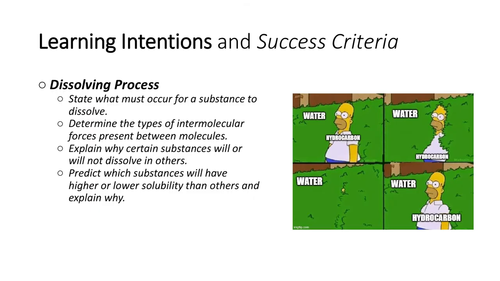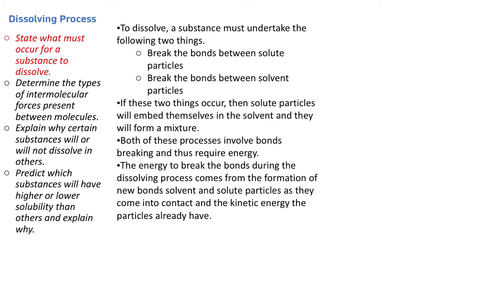Let's get started. This is what we're going to be learning about: the dissolving process and what must occur for a substance to dissolve. To dissolve, a substance must undertake the following two things. They must break the bonds between solute particles, that means between the two solute particles, bonds must be broken. And they must break the bonds between solvent particles.